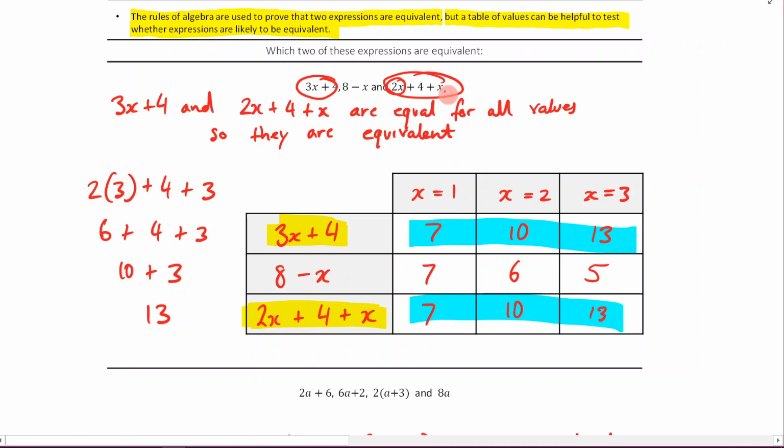So just to quickly talk about that now, 3x plus 4 and 2x plus 4 plus x. Well, here I have a 2x, here I have an x. So that means this one right here is 3x plus 4, which is the same thing as 3x plus 4. So doing a table of values takes a lot longer than just simply doing it algebraically. You can just gather those like terms to figure it out.